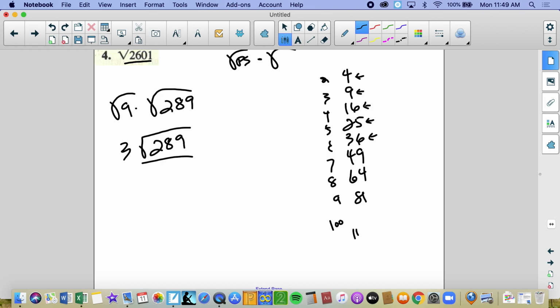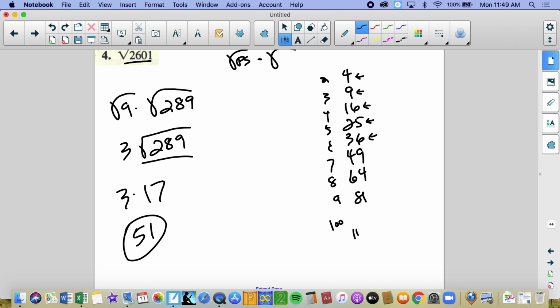Oh, 17. 17 squared. I will tell you that I know most perfect squares. I did not know that 17 times 17 is 289. That one's going into the memory bank. So this is a perfect square also. So the square root of 289 is 17, and then 3 times 17 gives me 51.